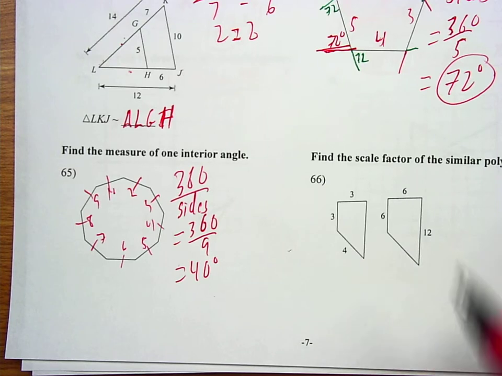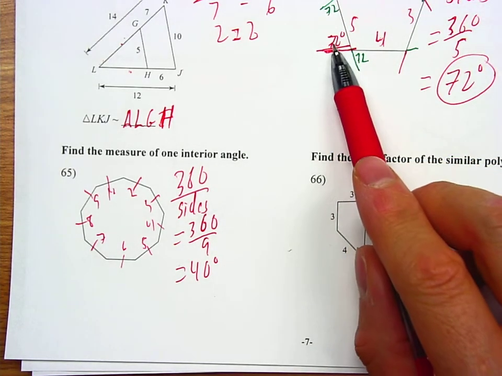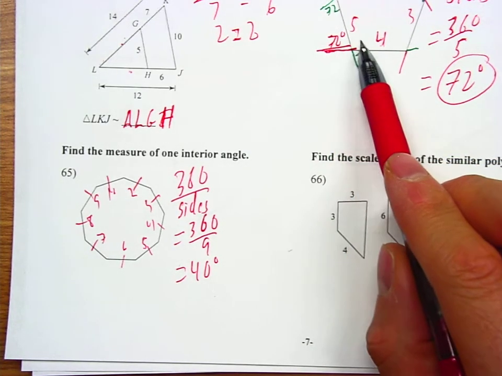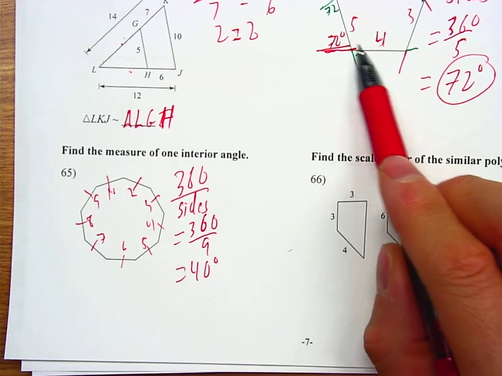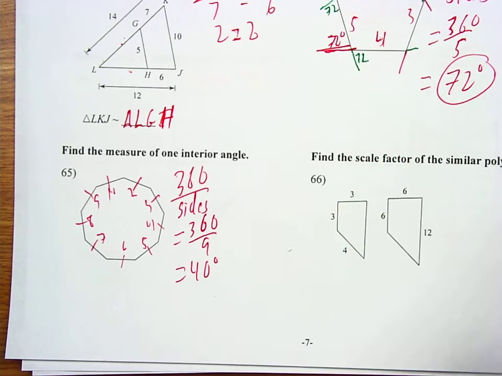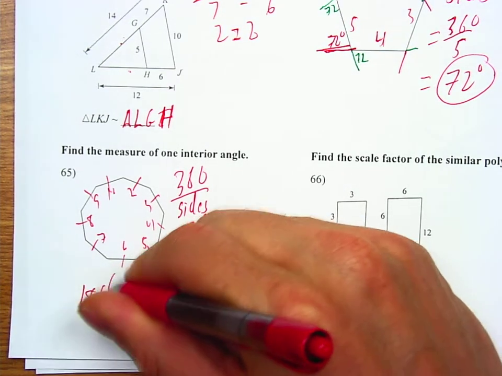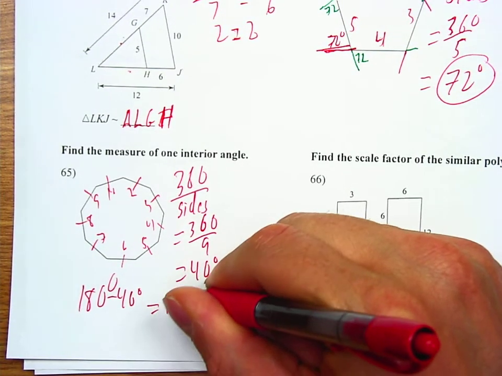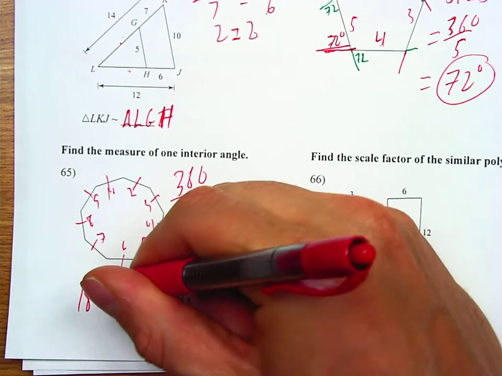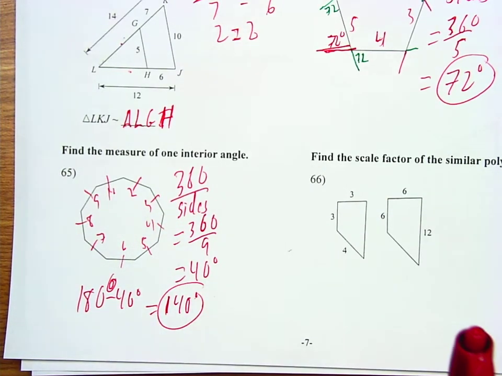And I like to find the supplement of that because the interior and the exterior angles always supplement each other. In other words, if you look at this picture that we just did, 72 is the outside angle, 108 is the inside angle because they're a straight line. So I would finish this question by doing 180 minus 40. There's 140 degrees, which is the interior angle here on this shape.